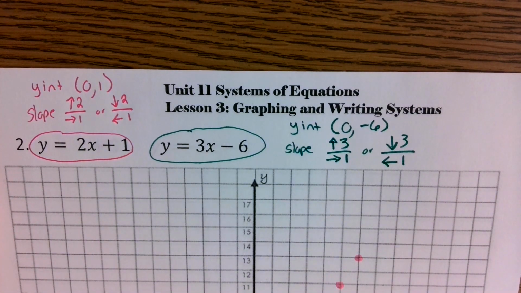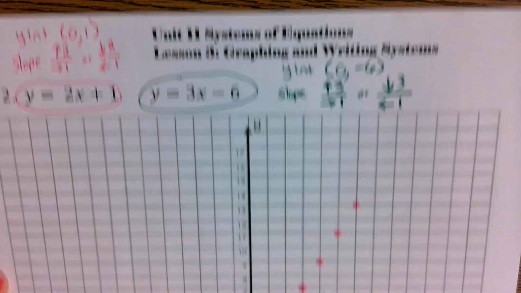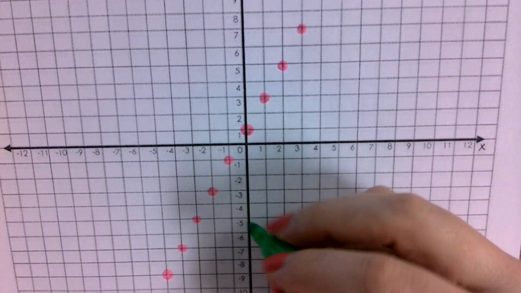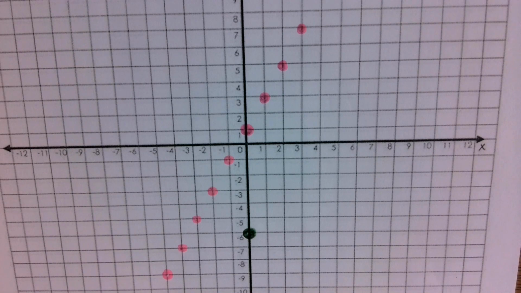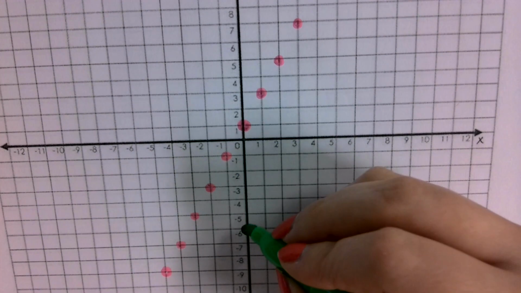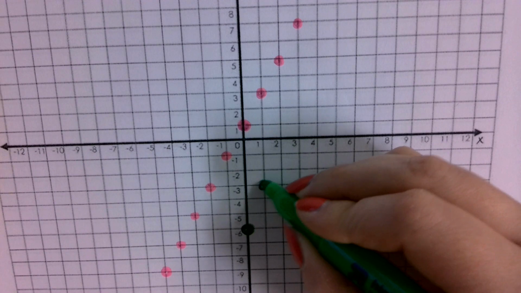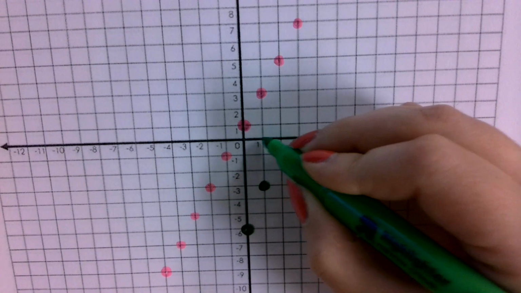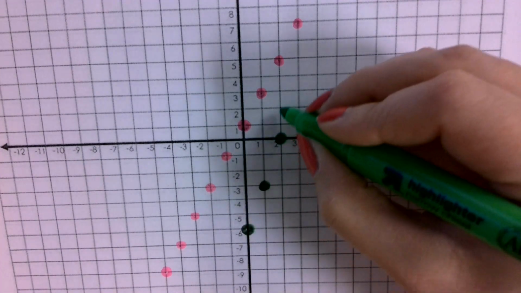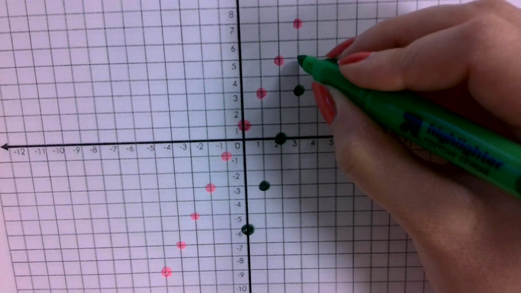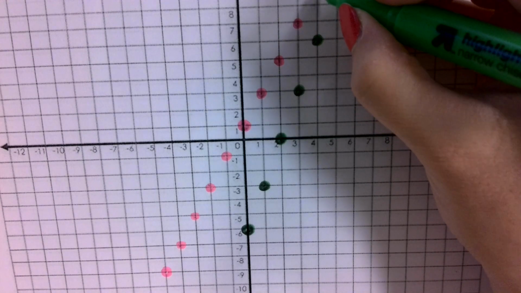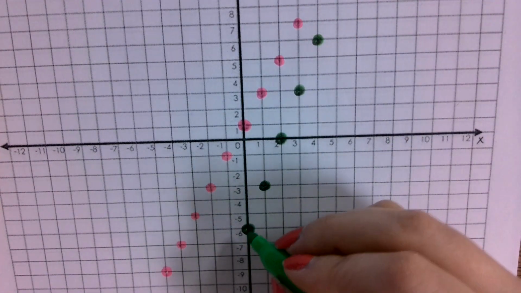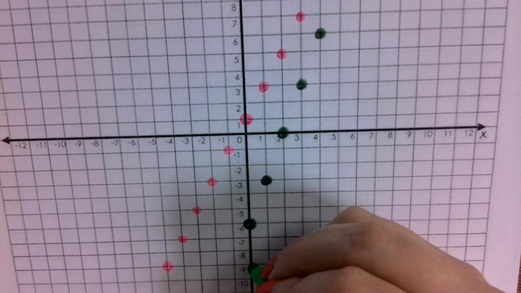Okay, so when I graph (0, -6), that means I'm going to have to go down to the -6. And then I'm going to follow going up 3 to the right 1, and continuously do that. Or I can go down 3 and to the left 1.